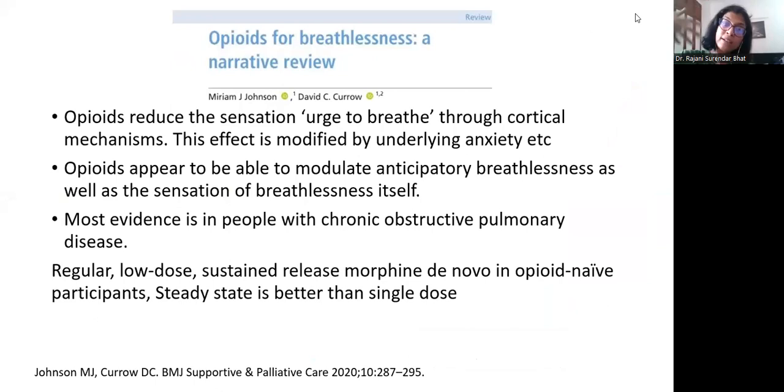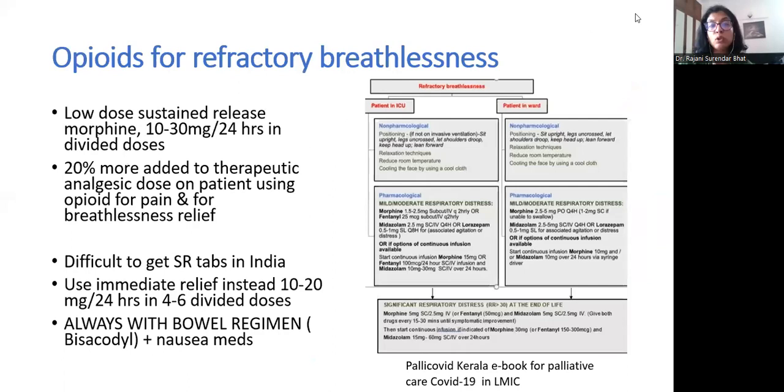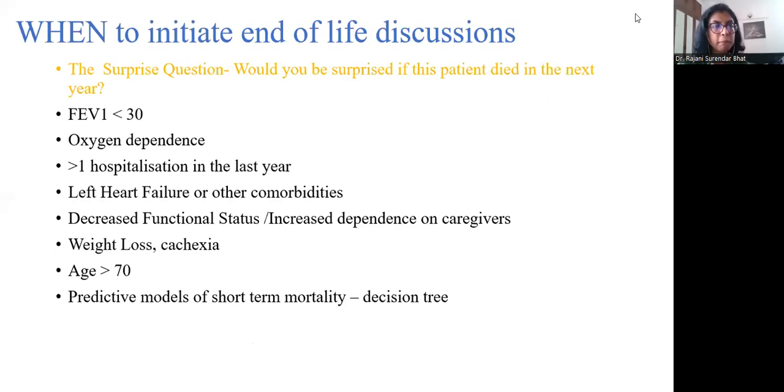So the most evidence is in patients with COPD. What we know works is low-dose sustained-release morphine. In our country, in many places, we don't have sustained-release morphine. In that case, we use regular small doses of immediate release. So we use 2.5 milligrams to 5 milligrams of immediate release morphine every 6 hours or so, and always with a bowel regimen. What about end-of-life conversations?